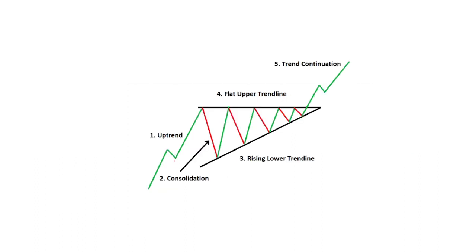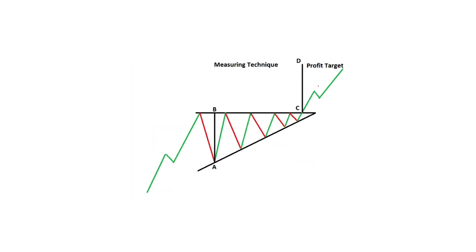So here let us quickly summarize what we have learned in our previous slide. First, it's an uptrend. Second, consolidation. You can see it's in the consolidation phase. Third, rising lower trend line. Fourth, flat upper trend line. And fifth, trend continuation. It's in the uptrend, and it will continue to move in the uptrend only. Always remember the words trend continuation. Uptrend, it will move towards up in most of the cases, of course.